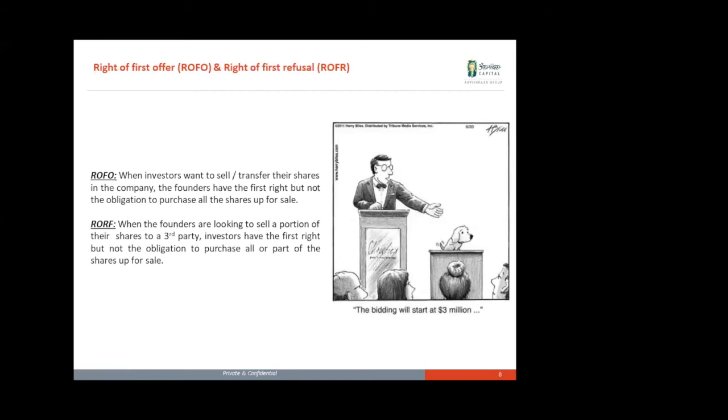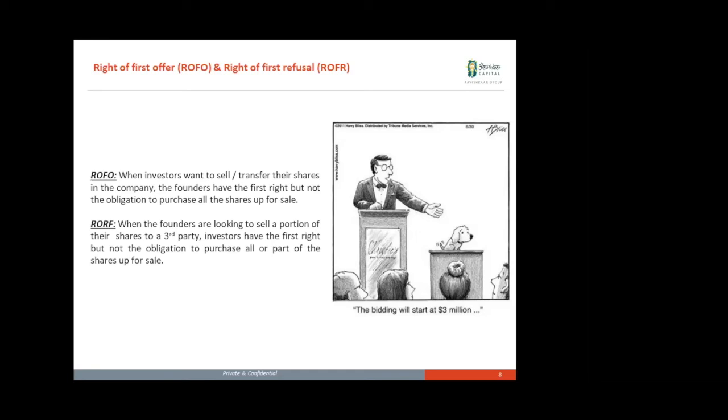All right, so we come to the right of first offer and the right of first refusal. So the right of first offer is essentially a right that resides with founders. When an investor wants to sell shares in the company, the founders have the right to offer to purchase those shares and set a price for those shares. In many cases, this right is used by investors to set a price benchmark.